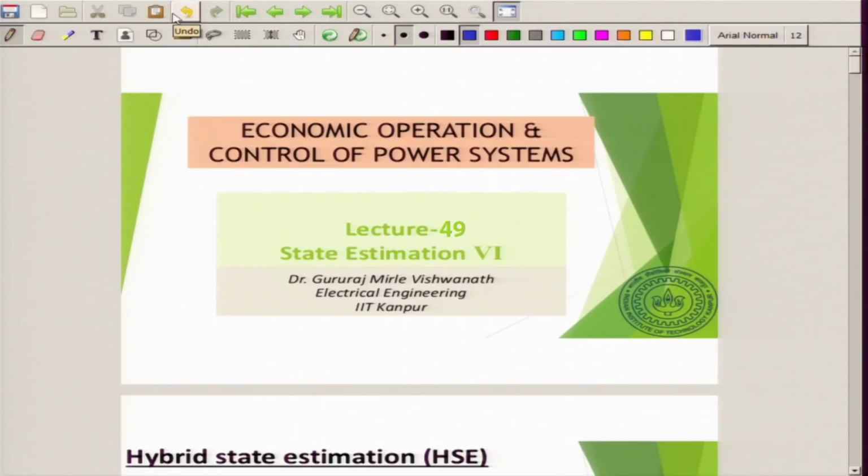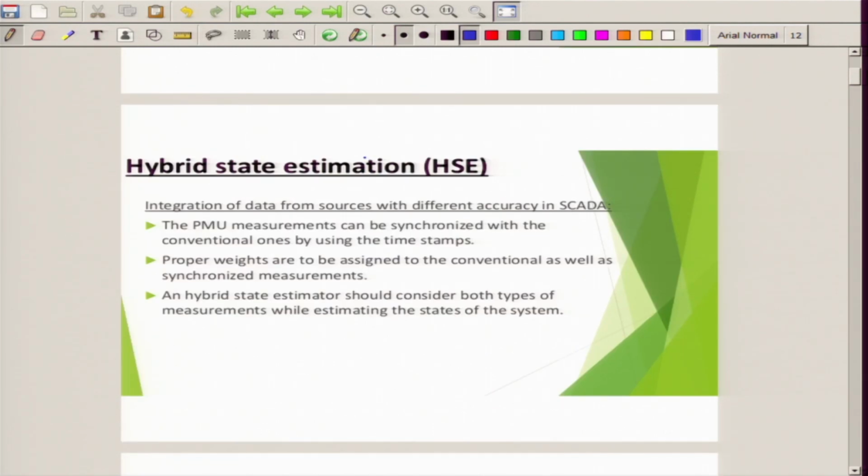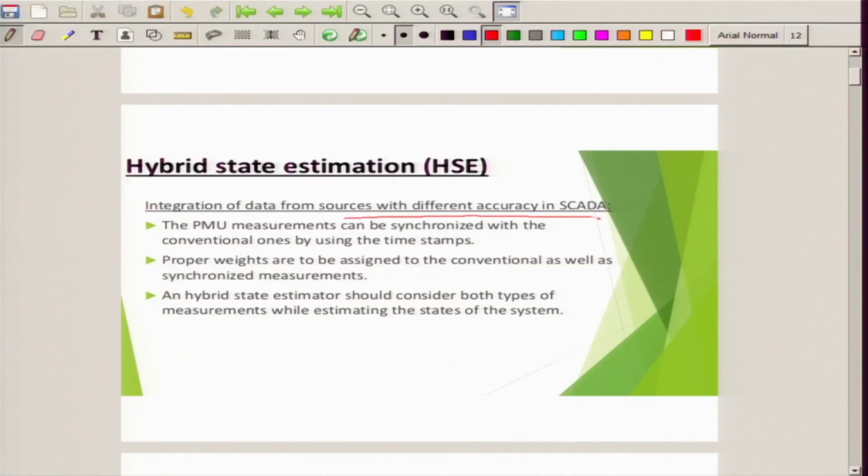So we will continue our discussion with respect to state estimation. Today's class I would like to discuss the hybrid state estimation, in which you may have inputs from the conventional state estimator as well as the PMU based measurements. So integration of data sources with different accuracy in SCADA. The PMU measurement can be synchronized with the conventional ones by using the timestamps. The conventional ones which I refer to here are the SCADA based measurements.